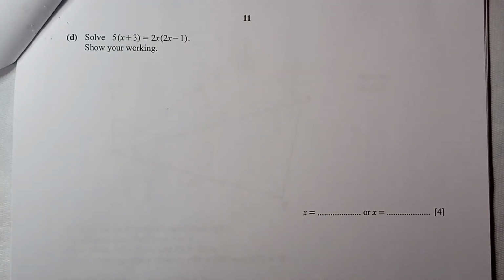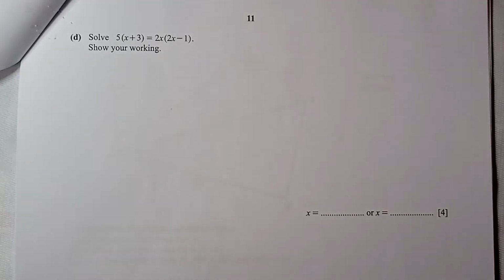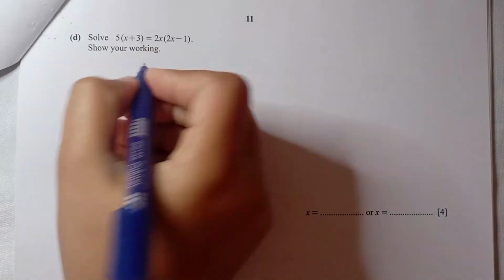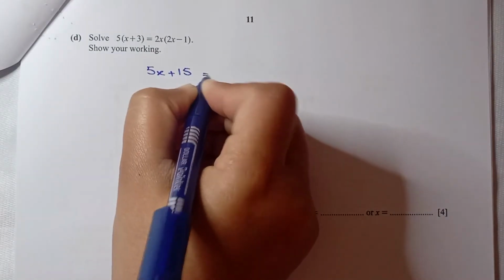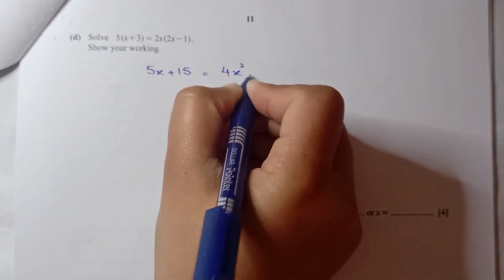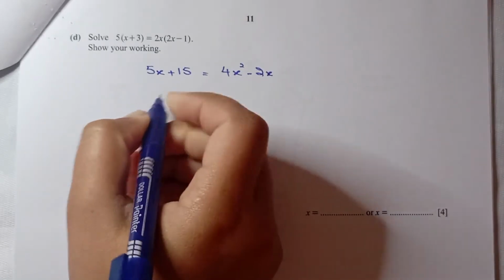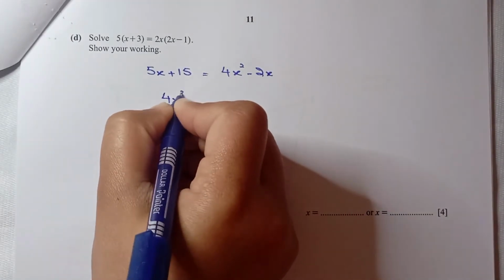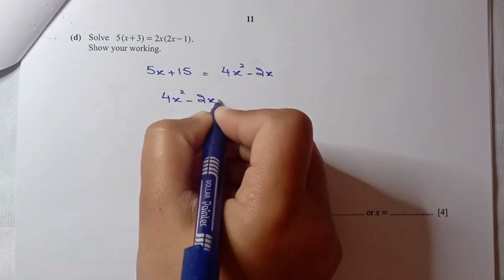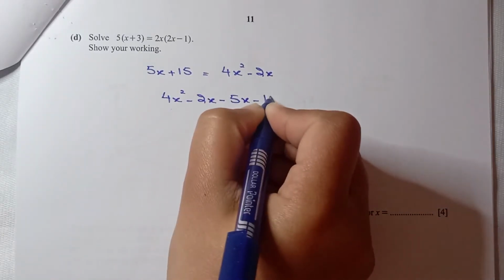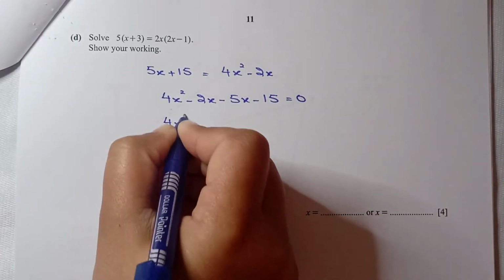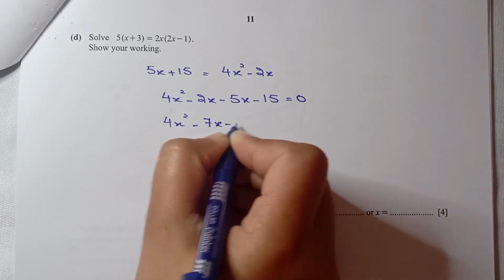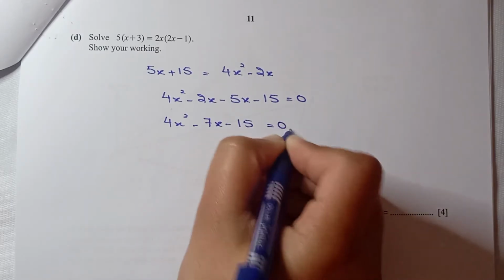Now in part D, we need to solve this equation, show your working. Basically, we need to find the value of x. Okay, so we have 5x, 5 times 3 is 15, 2 times 2, 4x square minus 2x. So we have 4x square minus 2x and minus 5x minus 15. This would be equal to 0. It's a quadratic equation: 4x square minus 7x minus 15 equals 0.